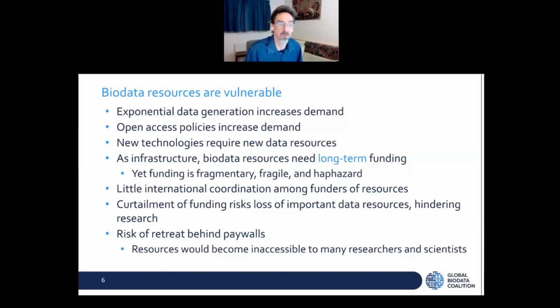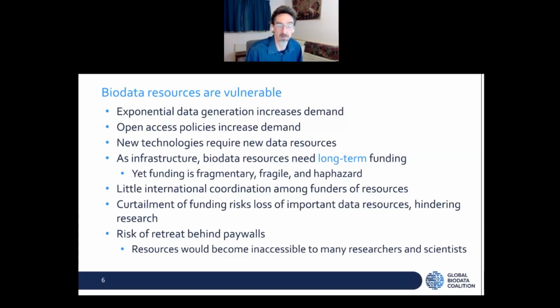Data resources are an infrastructure. Infrastructures require long-term funding, but as most of you are probably aware, data resources themselves tend to have short-term funding. They're treated often almost as grants and are on 3 or 5 year funding cycles, which is difficult to sustain. There isn't a lot of coordination among funders globally, so some of them may be funding the same kinds of data resources, which, given a finite amount of money, is not efficient.